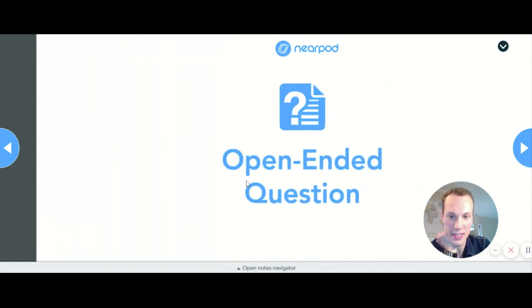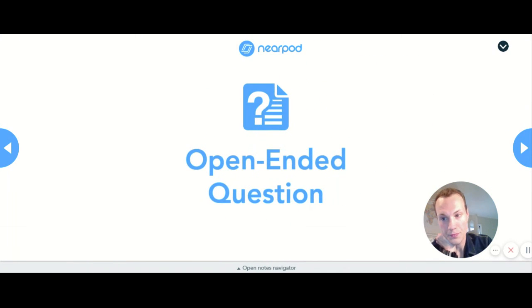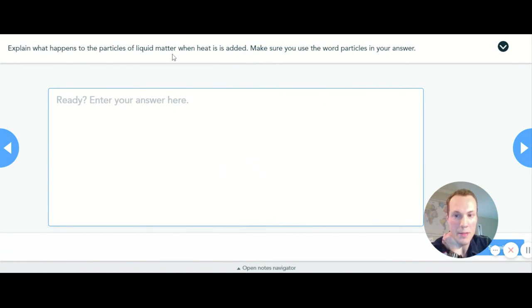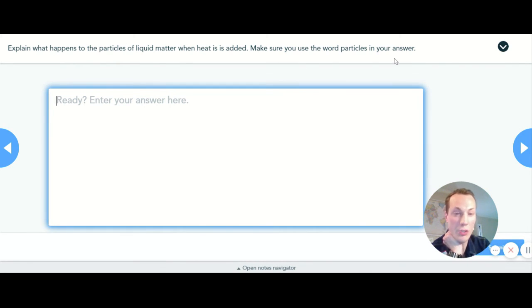And the second part of your exit ticket is explain what happens to the particles of liquid matter when you add heat. Make sure you use the word particles in your answer. So you're going to answer this question in a complete sentence. What happens to the particles of liquid matter when heat is added? Make sure you use particles in your answer. Again, when you're finished, hit submit.